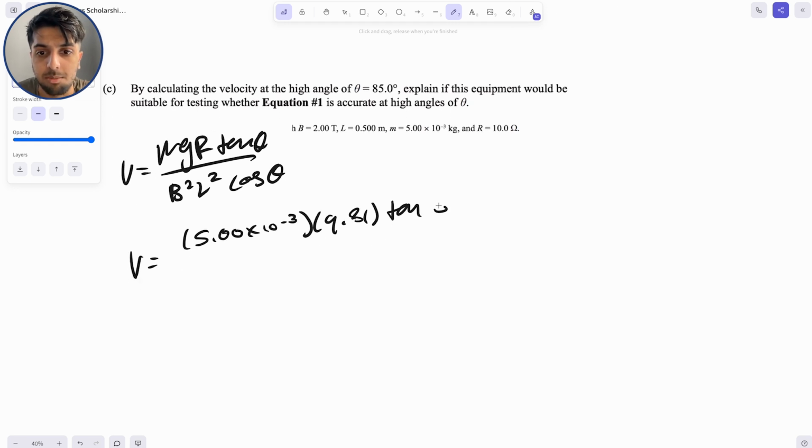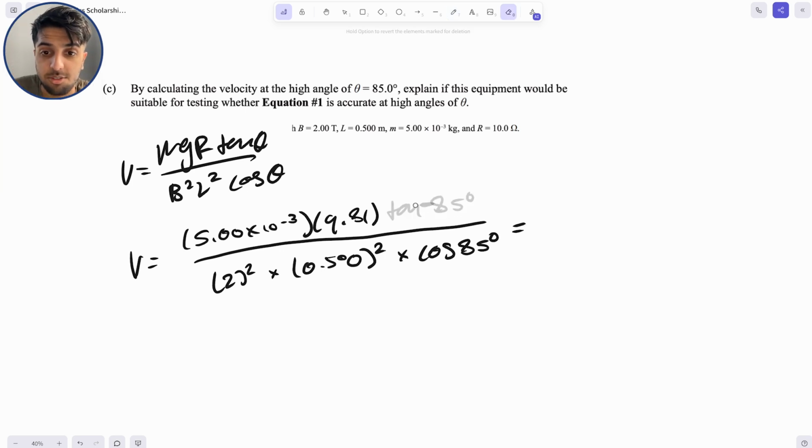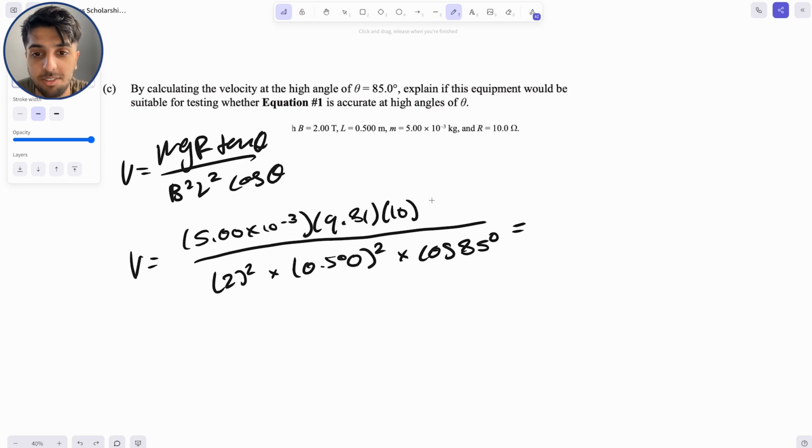Tan 85 degrees all over B, which is 2 squared, times 0.5 squared, times cos 85 degrees. So putting that in the calculator, remember to change your calculator to degrees because we are working in degrees now. Made a slight error, sorry about that. So we have to times this by 10. I was wondering why it wasn't working. Tan 85 degrees. Okay. And so that's 64.3 meters per second.